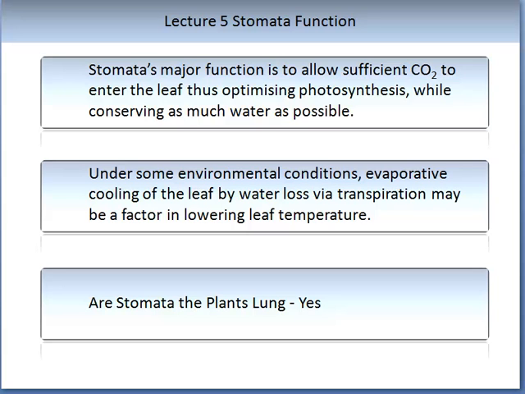Stomata have a second function, which can operate under some environmental conditions. Evaporative cooling of the leaf by water loss via transpiration may be a factor in lowering the leaf temperature. Like your evaporative cooling, the temperature and the humidity have to be optimal for this process to occur. We started this lecture by asking, are the stomata the lungs of the plant? Well, I think that you will agree that their functional roles are very similar to our lungs.